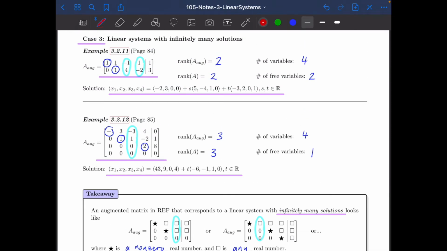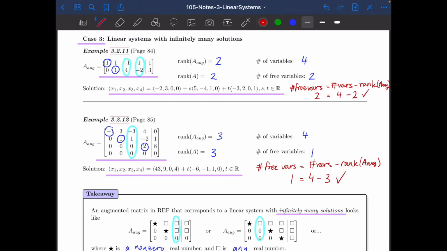In example 3.2.11, do we have that the number of free variables is equal to the number of variables minus the rank of the augmented matrix? Well, the number of free variables was 2, the number of variables was 4, and the rank of the augmented matrix was 2. So 2 is equal to 4 minus 2. And in example 3.2.12, the number of free variables was 1, the number of variables was 4, and the rank of the augmented matrix was 3, and 1 is equal to 4 minus 3.